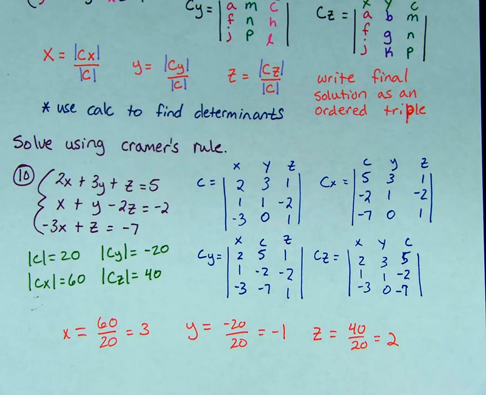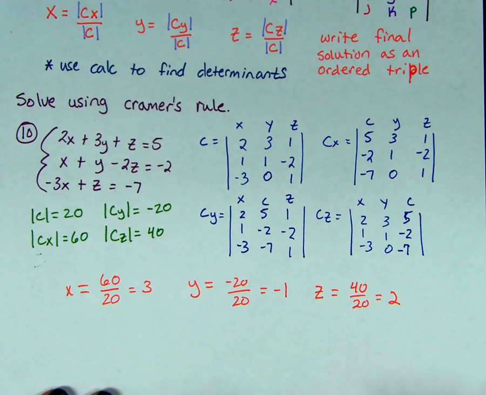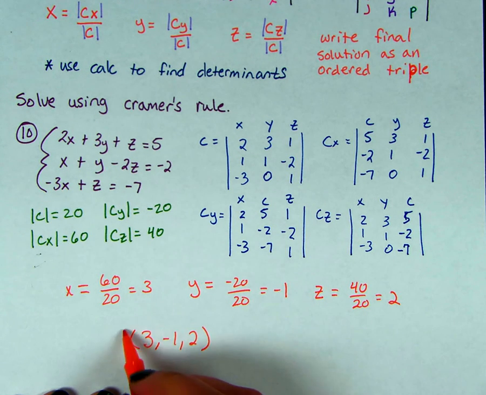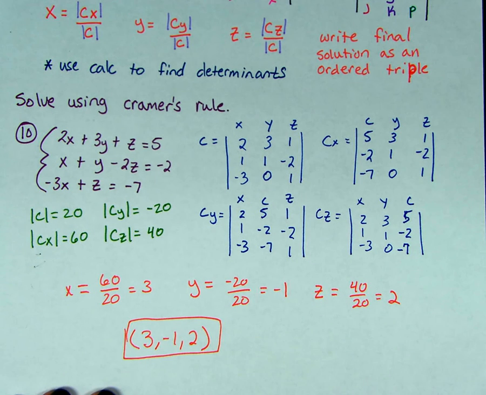And again, we write our answer as an ordered triple. So the point of intersection is (3, -1, 2). So this would be our final answer for that problem. And that will also conclude section 7.